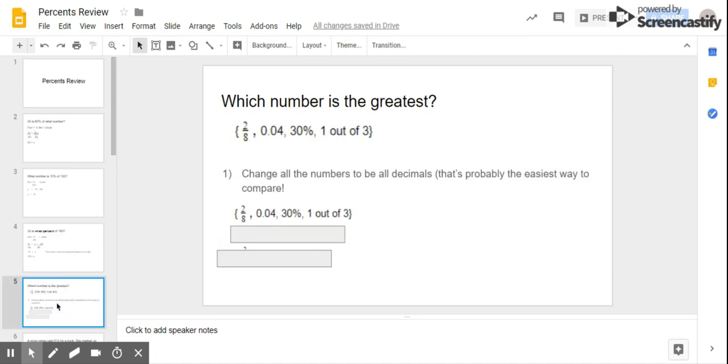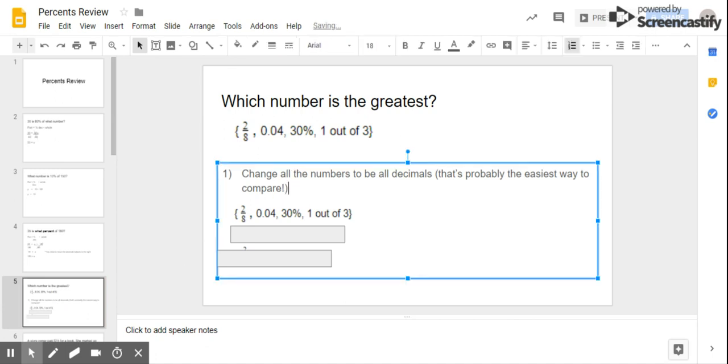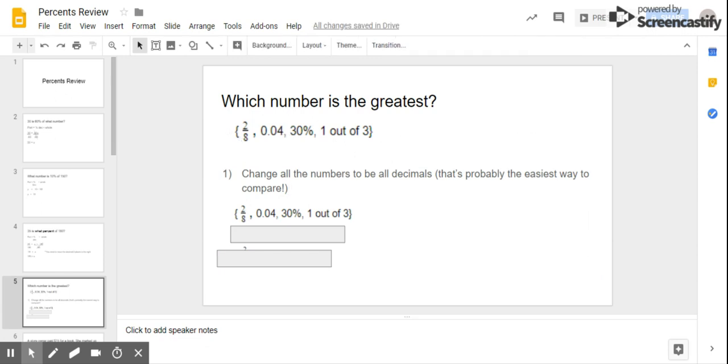Which number is the greatest? So you have 2/8, 0.04, 30%, and 1 out of 3. In case you don't know what 1 out of 3 is, it's technically 1/3. So the first thing you want to do is change all the numbers to be all decimals. That's probably the easiest way to compare. You could also change them to percents, but in order to change them to percents, you have to change them to decimals first. So you might as well just leave them as decimals.